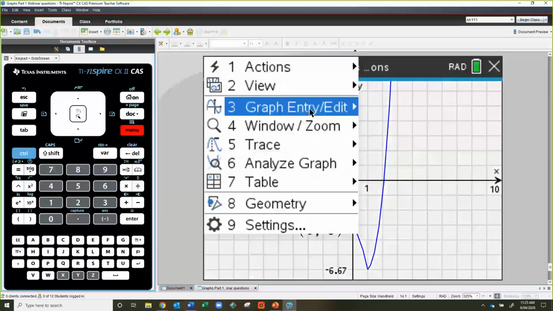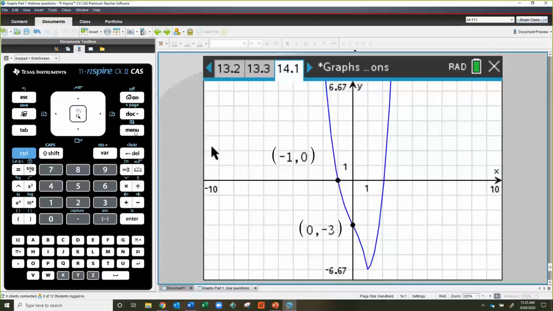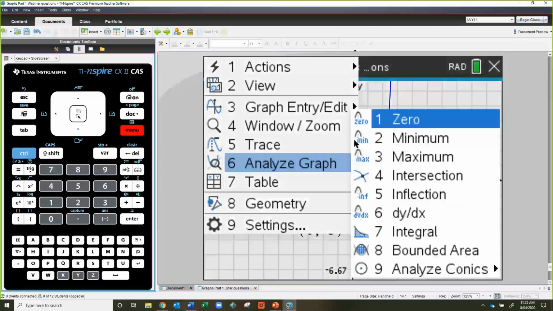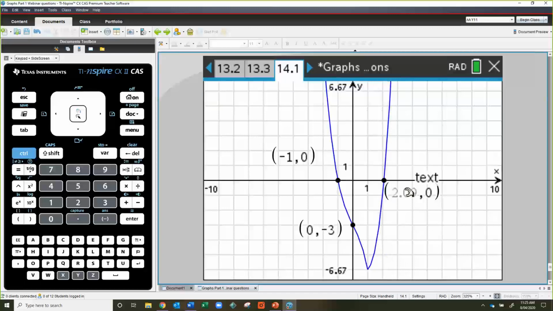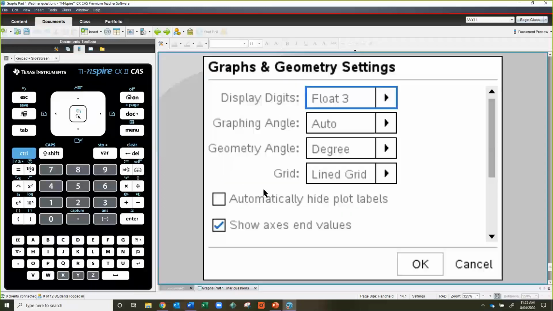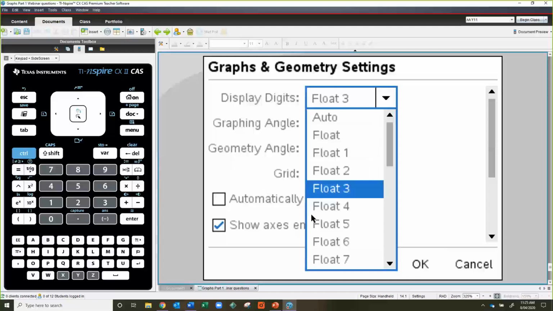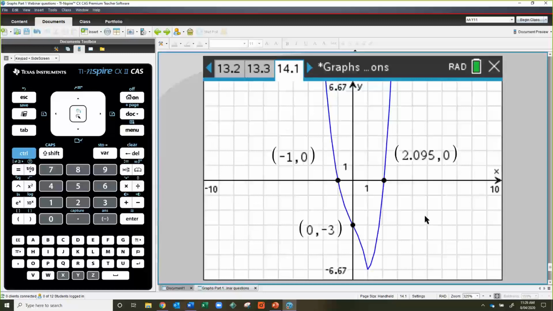I can find the zeros as well. So I have (1, 0) here. And then menu, analyze graph, zero. I can find the other one. It is to 2 decimal places. If you need to change the setting, we have the settings here, and you could play with the float. I could change it to float 4, and then it displays more. So there is a way of changing settings while in the graph screen.